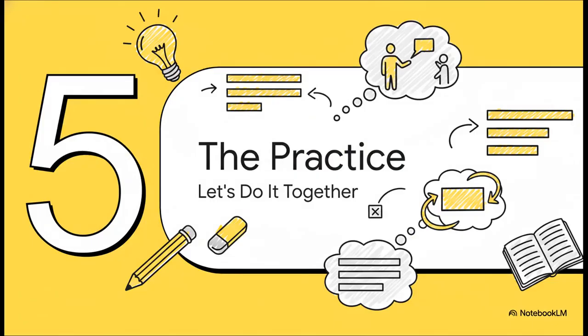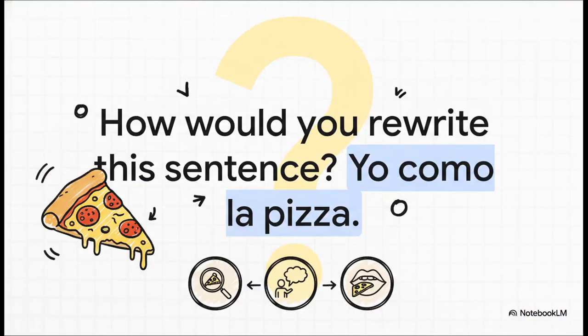All right, enough theory. The absolute best way to get this stuff to stick is to actually do it. So, let's shift gears and try a few together. I'm going to put a sentence up, and I want you to try rewriting it. Okay, here's the first one. Yo como la pizza. I eat the pizza. Go on, run it through the 3 steps. Find the object, pick the pronoun, and place it. Go ahead and pause and say your answer out loud.